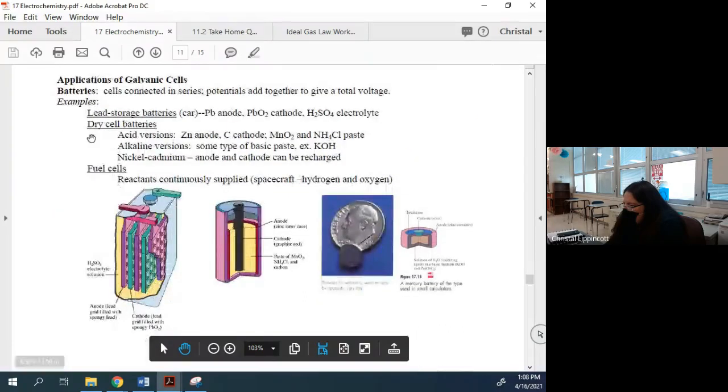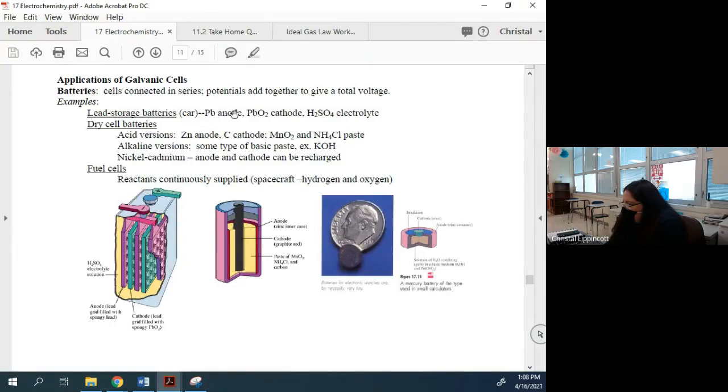Applications of these things. Lead storage batteries. These are in your cars. Okay, you've got a lead anode. That's the black lead or whatever. That's the metal that's down in there. And then you've got a lead oxide cathode. And then this is your electrolyte, sulfuric acid. So that's why, like car batteries, you have to be careful. Like you don't want them dripping on you or anything because they're acidic.